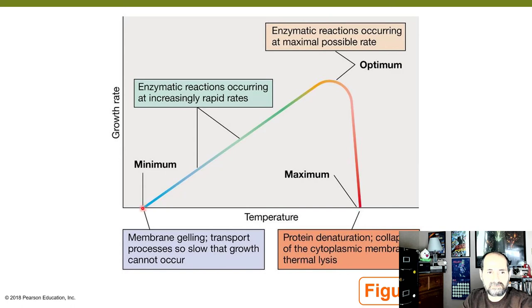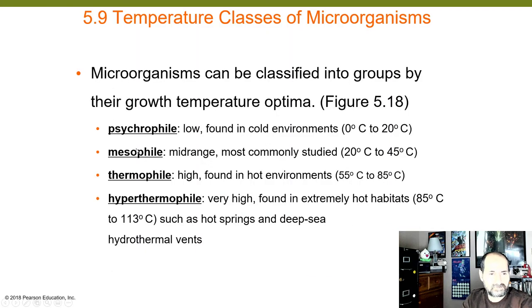Again, you can see the minimum cardinal temperature, optimum, and maximum. At maximum, the cell dies. At minimum, the cell cannot grow. And between minimum and optimum, you have an increasing enzymatic reaction rate. So you've got better and better growth.